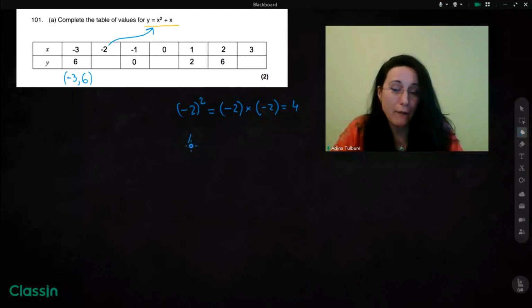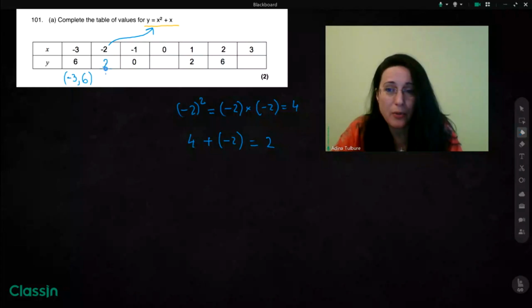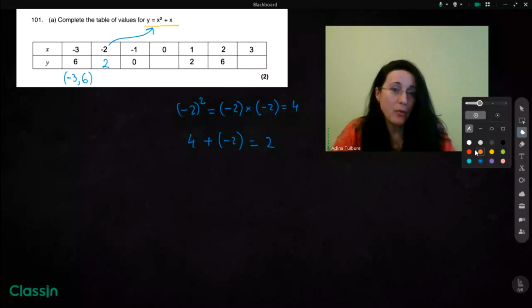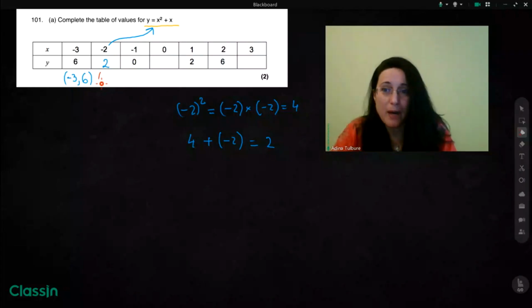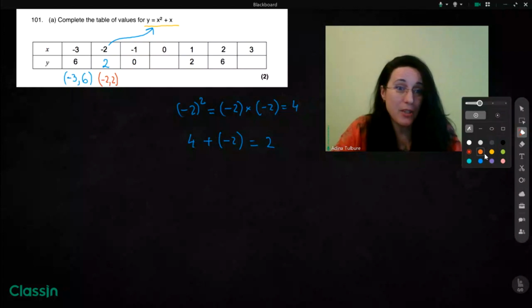So you will have 4 plus the negative 2, which is 4 minus 2. So it's 2. So the y for this x would be 2. Your next point on the coordinate grid would be minus 2, 2. Great. What happens when x is negative 1? Let's substitute.